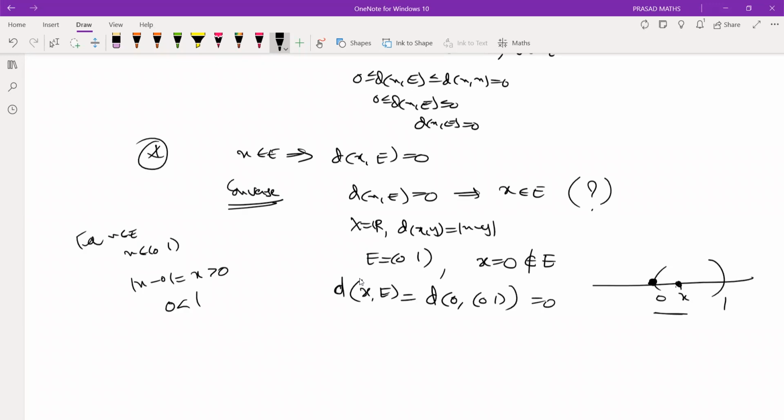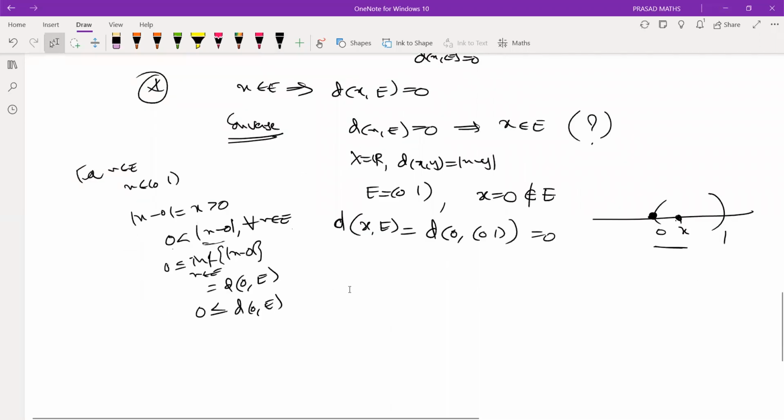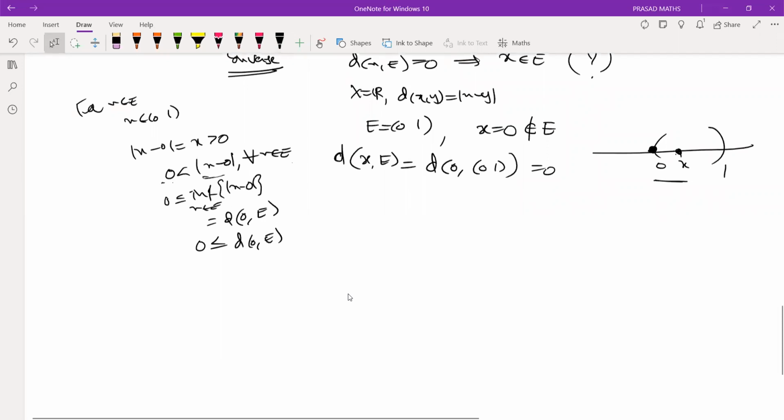That means 0 is less than |x minus 0|. This is true for every x belonging to E. That means 0 is a lower bound for this set over E. 0 is a lower bound means what? The infimum of this set over E is the greatest lower bound. Right? Because the infimum of a set is always the greatest lower bound. Therefore, this is bigger than or equal to 0. This is the distance between 0 and the set E. That means 0 is less than or equal to the distance between 0 and E. Is it clear? Because 0 is a lower bound for this set.